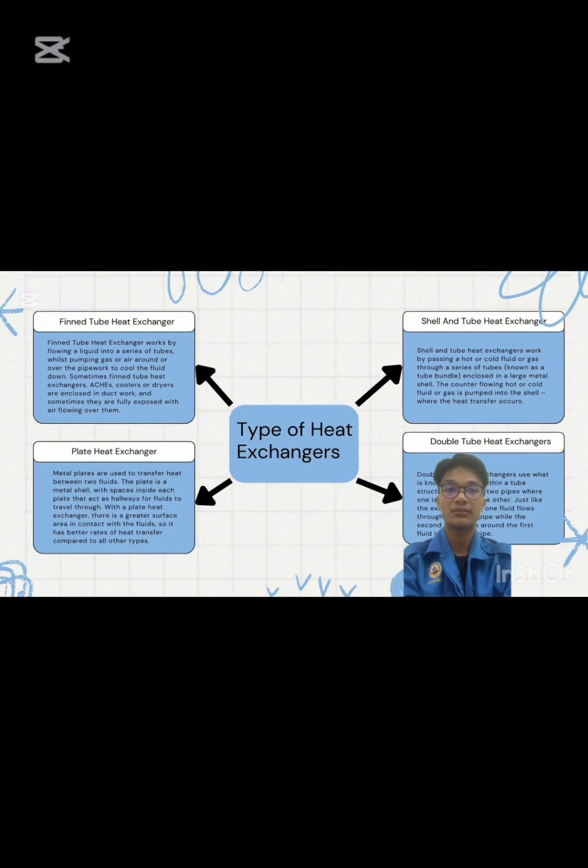And lastly, double tube heat exchangers. Double tube heat exchangers use what is known as a tube within a tube structure. There are two pipes where one is built inside the other, just like the example above. One fluid flows through the inner pipe, while the second fluid flows around the first fluid in the outer pipe.